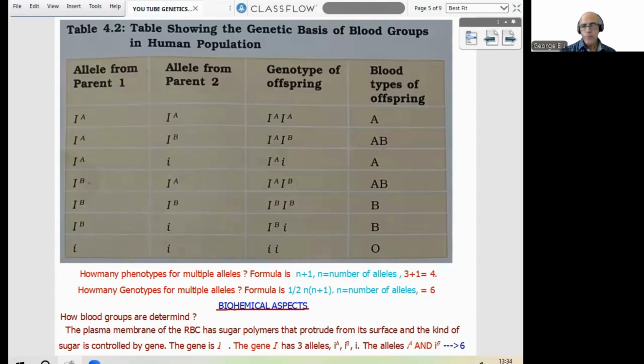Now, how many phenotypes are there for multiple alleles? There is a formula for it. For multiple alleles, to calculate phenotypes, n plus 1, where n is the number of alleles. So 3 alleles are there, 3 plus 1 equals 4.